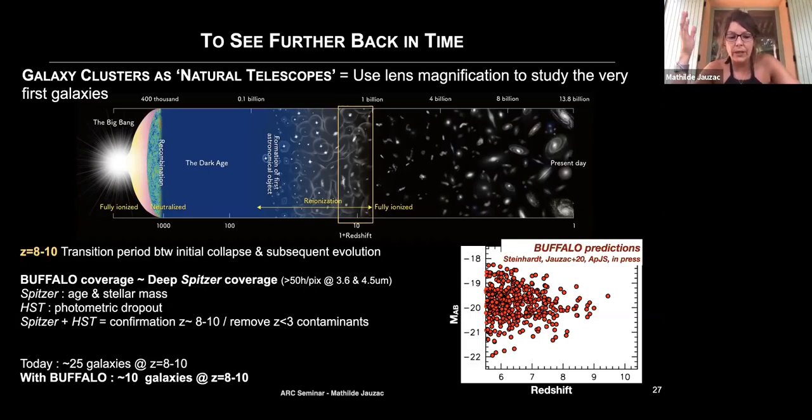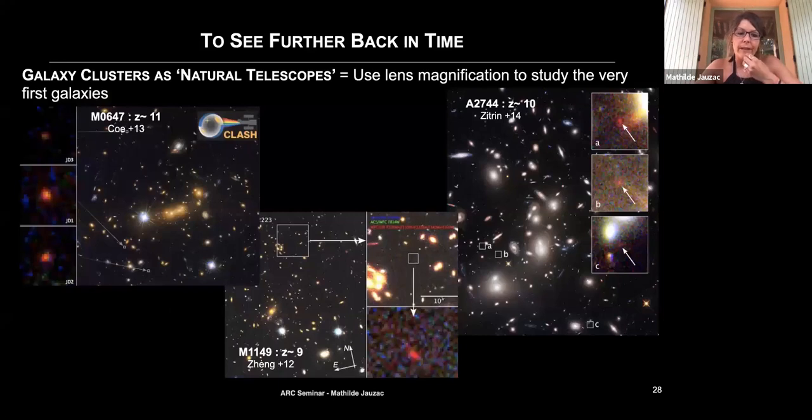Today we have around 25 galaxies at redshift 8 to 10. With BUFFALO, we expect to add 10 to that. Ten may mean nothing to you, but this is almost half of what already exists. So this is basically tripling the sample of extremely high redshift galaxies, and that will allow us to constrain reionization. Here are examples of former detections: redshift 11, redshift 9, and redshift 10 in some clusters.